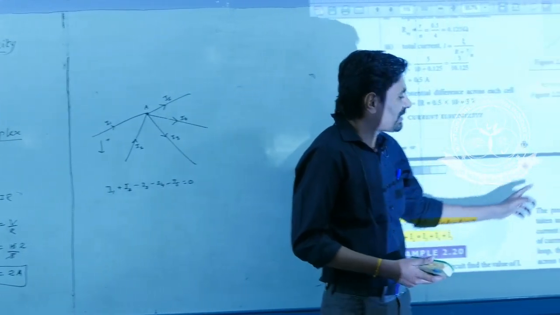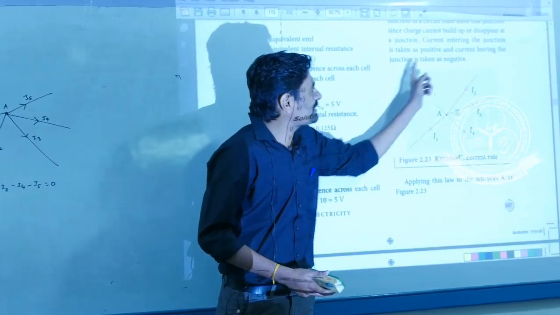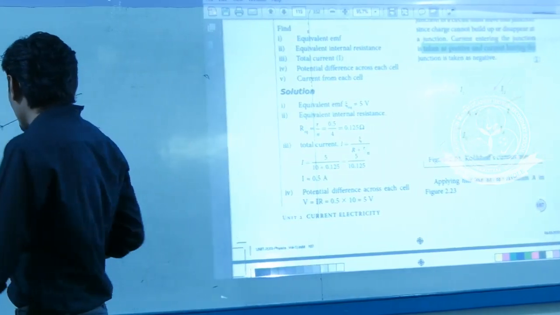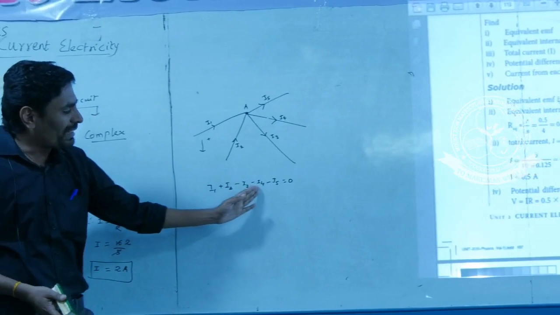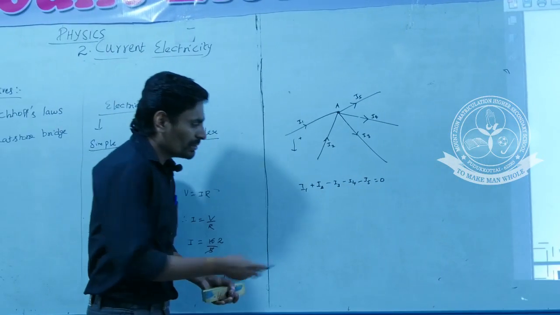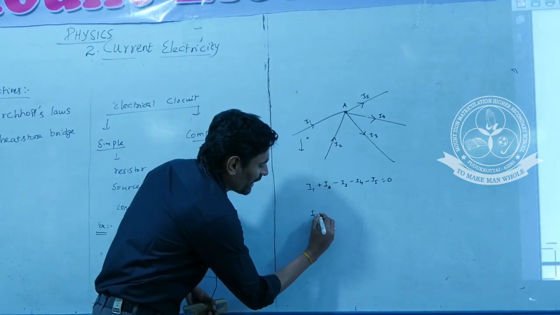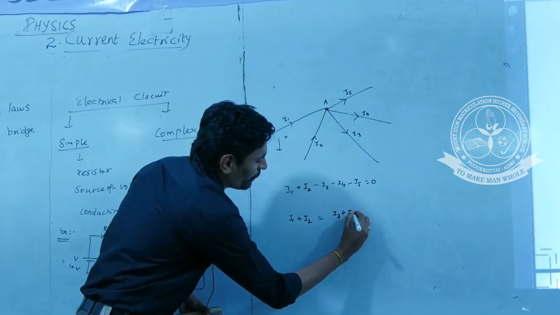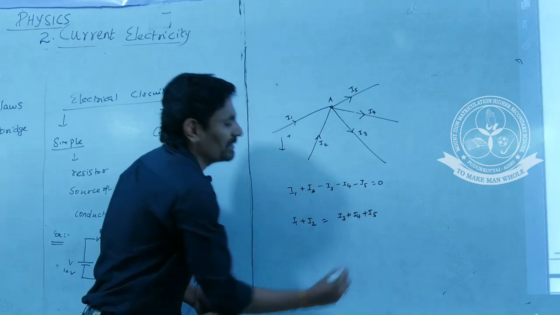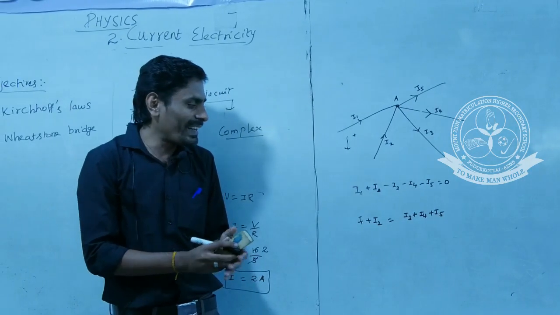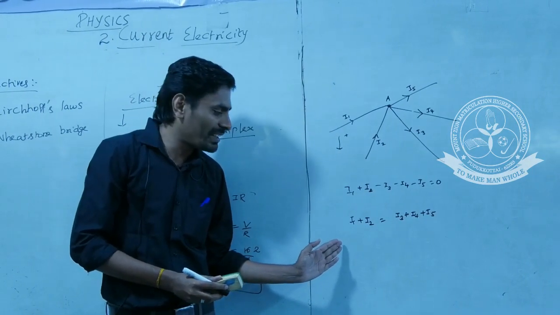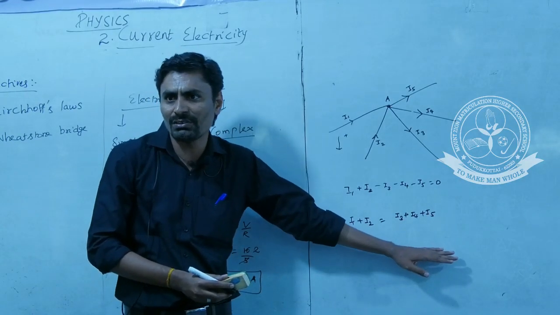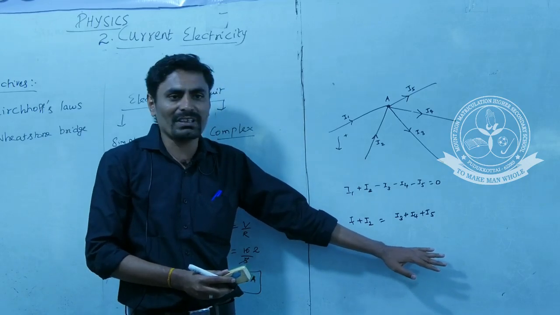Current entering the junction is taken as positive, and current leaving the junction is taken as negative. So write the equation: I1 plus I2 minus I3 minus I4 minus I5 equals 0. Taking the entering currents on one side, I1 plus I2 equals I3 plus I4 plus I5. That means the current entering a given junction in a circuit must leave the junction. This is the first rule.